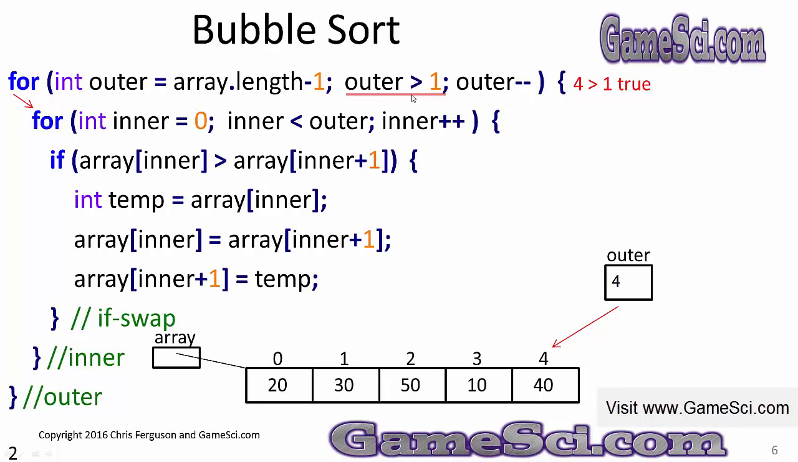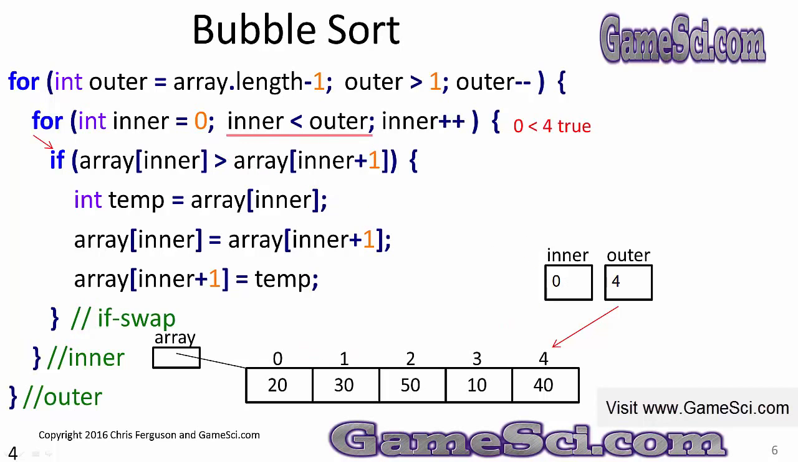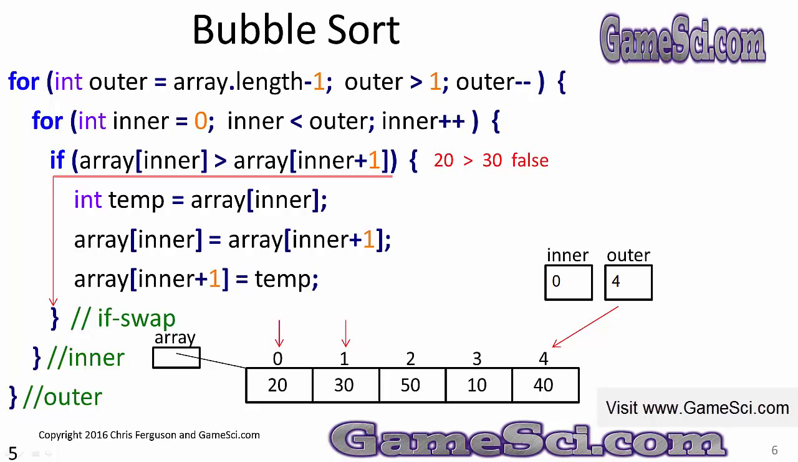As a true statement, we will execute this loop. We'll jump into the inner loop, set inner equal to 0. And that means we want to start at the beginning of the array. 0 less than 4 is a true statement. As a true statement, we're going to go inside the for loop, follow the arrows on this one. And we're going to ask if the array of inner is greater than the array of inner plus 1. The way this algorithm works is it slides down the array and compares two adjacent numbers. And if those two numbers are out of order, it swaps them. If they're not out of order, it leaves them alone.